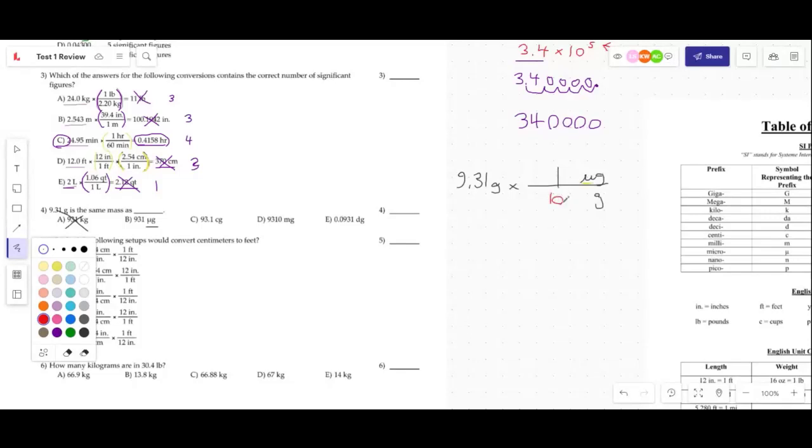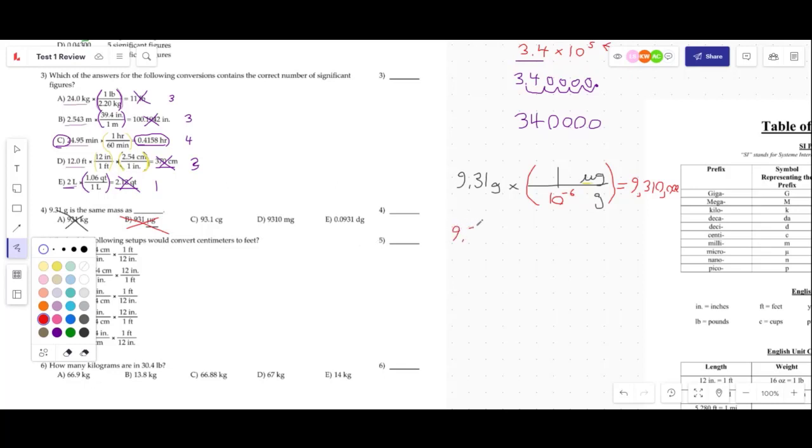I'll use scientific notation because I'm lazy and I don't want to write 0.000001. So 1 microgram is equal to 10 to the negative 6 grams. I multiply the top, divide by the bottom. Of course, I don't really have to multiply by 1. But that's going to give me a really big number: 9,310,000. So that's definitely not going to be the correct answer, right? 9.31 grams is not 931 micrograms. It's 9 million micrograms. So that one is gone.